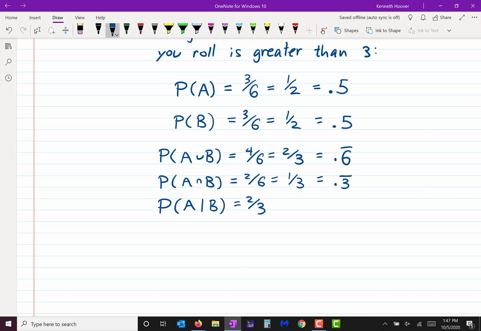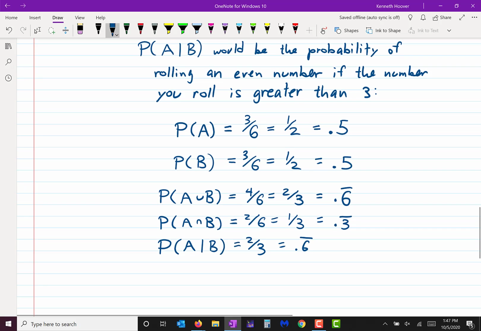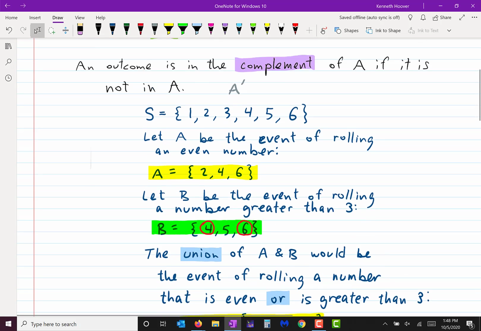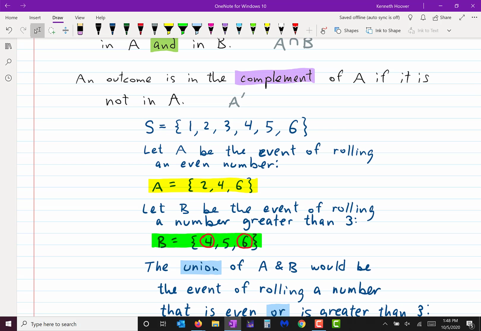Okay, or 0.6 repeating. Now, that might be a little bit confusing, right? So I'll tell you what, there's an easier way of doing it. You don't have to, you can, but don't have to do what I did up here, where I changed the sample space to B, and then I circled how many things are in B that are also in A. There is a little bit easier way to do it.